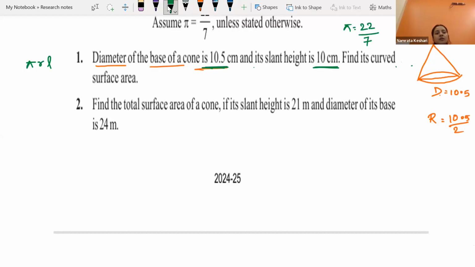Otherwise, whenever you don't have to use 22 by 7, it will be specifically mentioned in the question to use pi as 3.14. Then only we'll be using pi as 3.14. Otherwise, 22 by 7 we will be using. So pi RL is the curved surface area formula here. We have to find the curved surface area. Please find it.